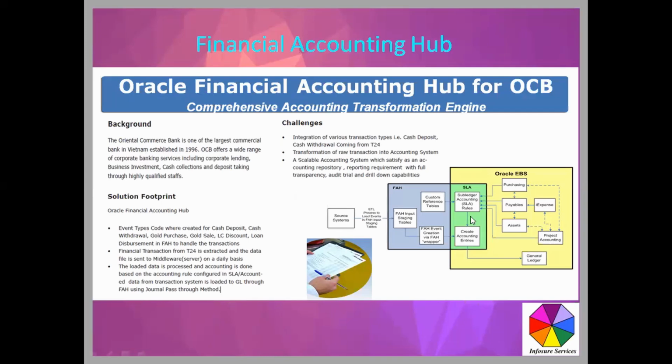This is what we implemented. This is the ERP system, Oracle e-business suite. But several source systems exist. Like in this case, gold purchase, gold sale, cash deposit, cash withdrawal, loan disbursement all have accounting sense, but not necessarily everything is accounted. And they're sitting in some Excel sheets, or in this case, they have T24, which is a Temenos core banking system.